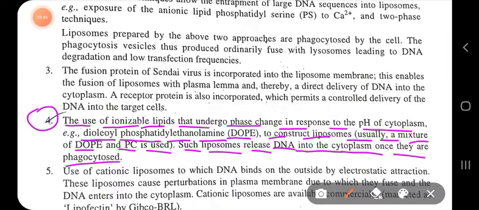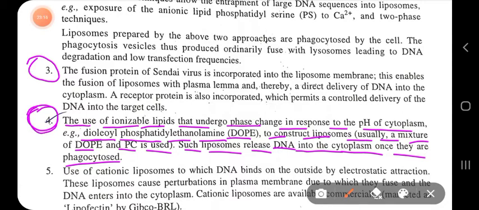Once the liposome gets inserted into the cytoplasm, due to the change in response to the pH found in the cytoplasm, it quickly changes its structure, and thus no endosome is formed inside. It quickly releases the DNA into the cytoplasm. So you can go for the third process or the fourth process.